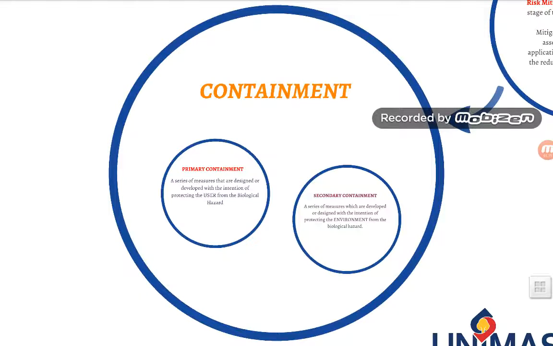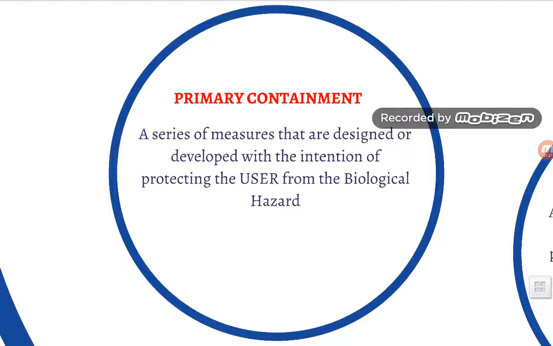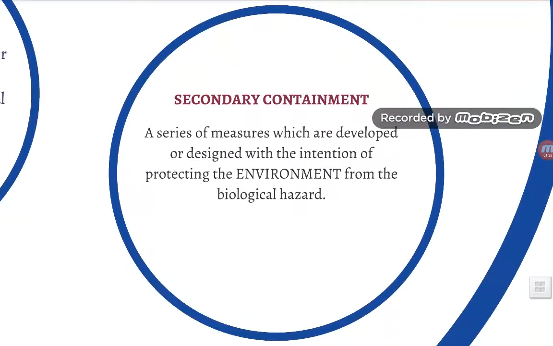Let us look at containment, which is essentially a control. Among the types of containment, we have primary containment, which involves a series of measures that are designed or developed with the intention of protecting the user from the biological hazard. Secondary containment, on the other hand, constitutes a series of measures which are developed or designed with the intention of protecting the environment from the biological hazard.